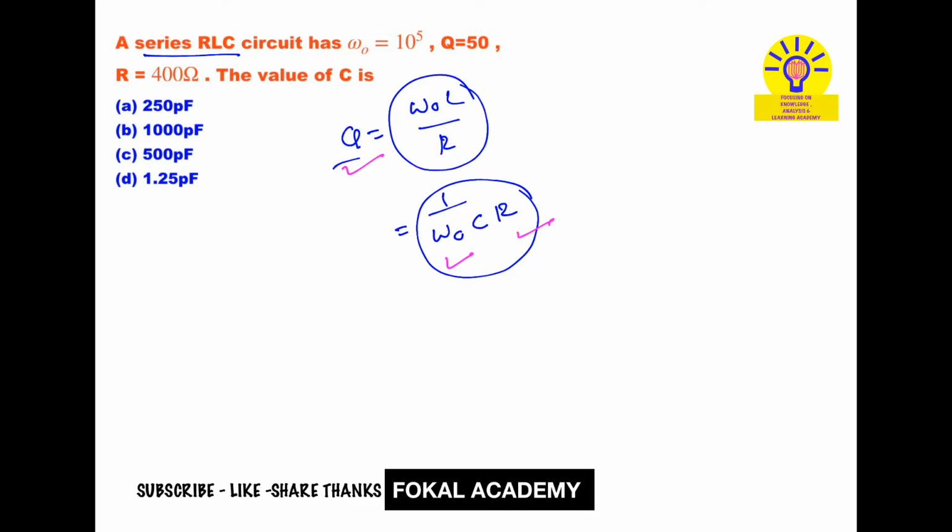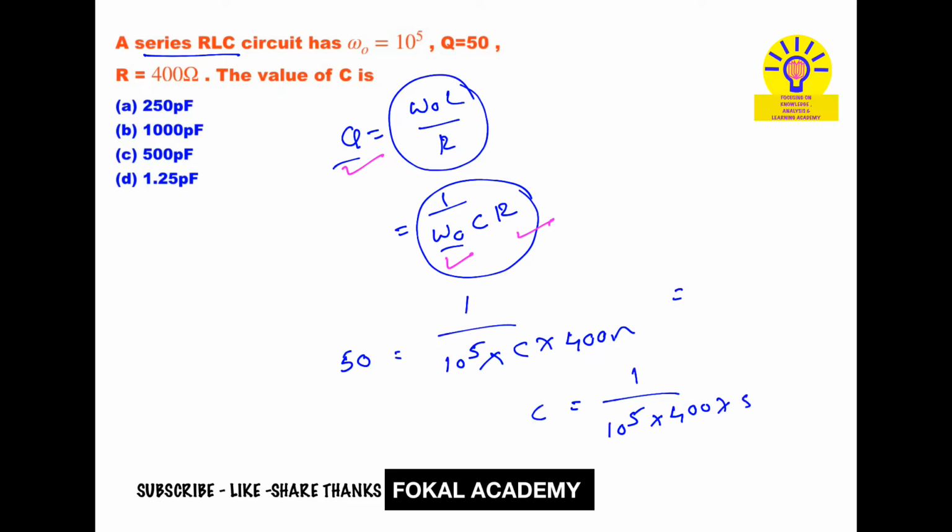Substitute here, then we get 50 is equal to 1 by 10 power 5, that is resonant frequency, into C into R, and R is given as 400 ohms. Now by simplifying this, we get C is equal to 1 by 10 power 5 into 400 into 50, that's equal to 500 picofarads. So for this given data, the capacitance of the capacitor is 500 picofarads. From the options, C is the correct answer.